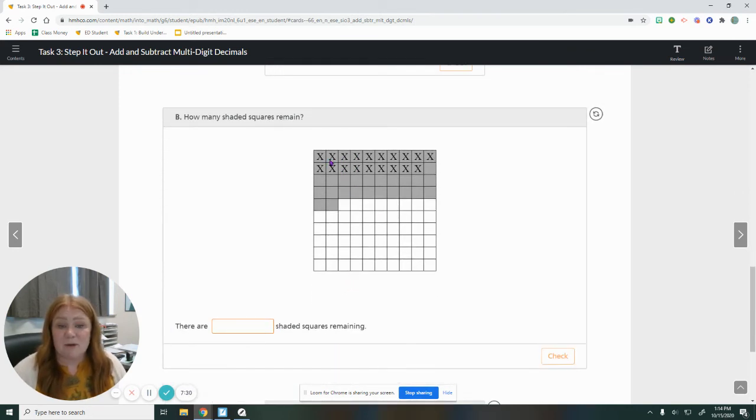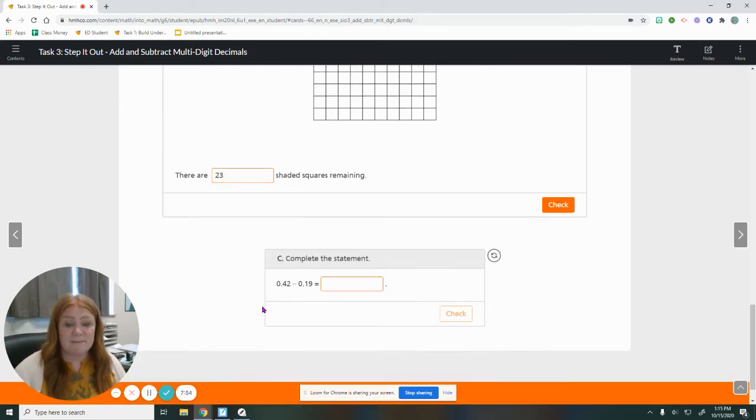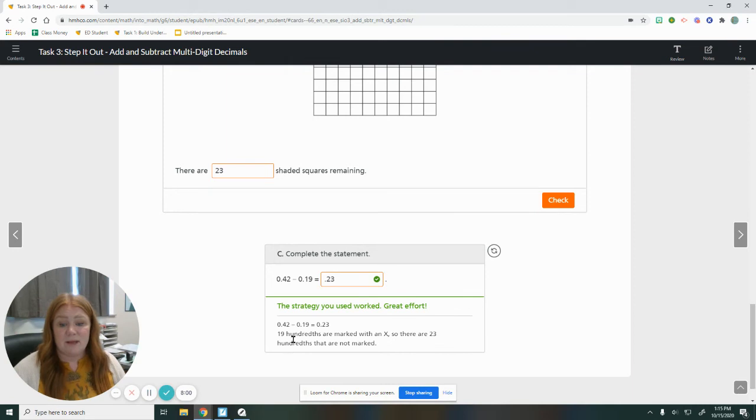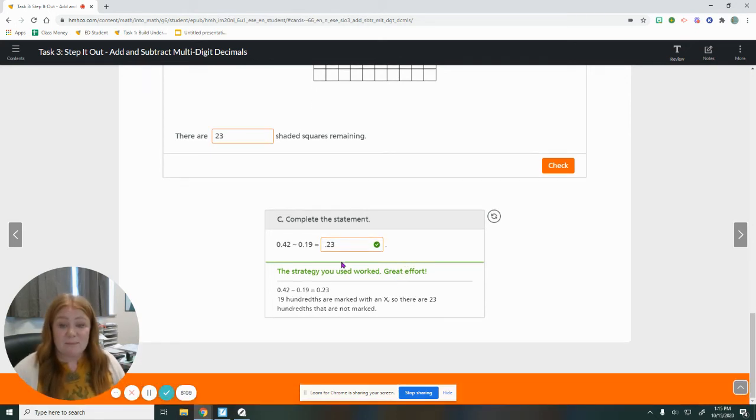Okay, so here is their model. So they shaded across 42 squares, and then they X'd out 19 of them. So the ones that are left over without an X in them and are shaded in is what we have left. So I can see here 10, 20, there's one up here, 21, 22, 23. So there are 23 shaded squares, which makes my answer 0.23. So you can put that 0 there. I usually don't. Sometimes it just makes it easier to notice that there's a decimal there. So either way, 23 hundredths is what was left over.